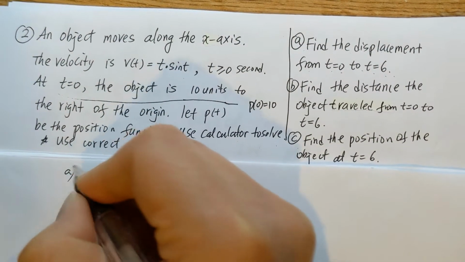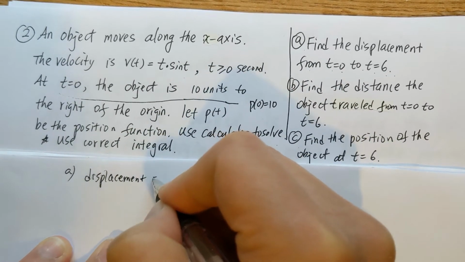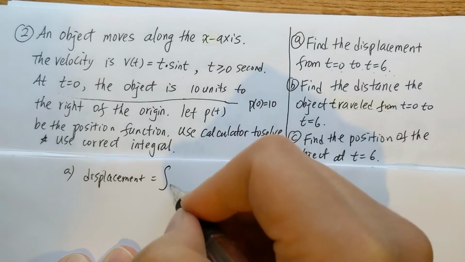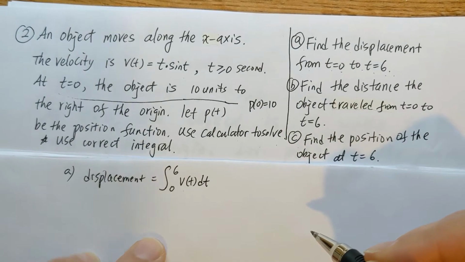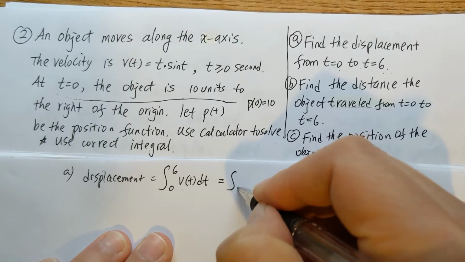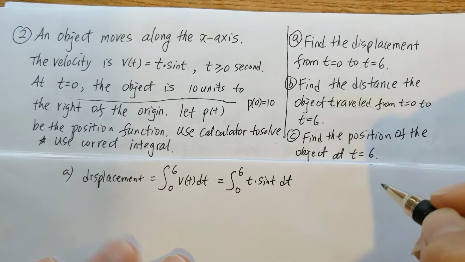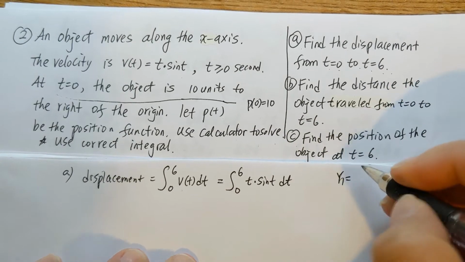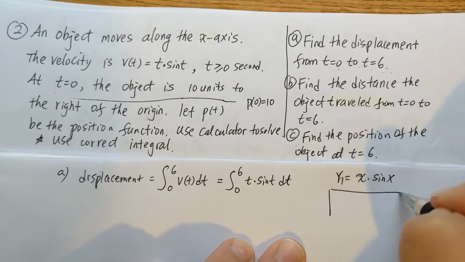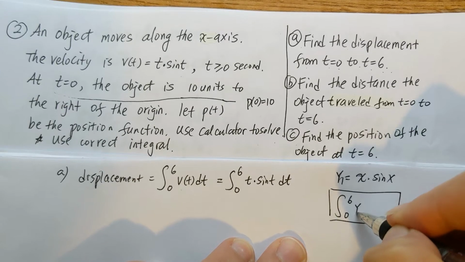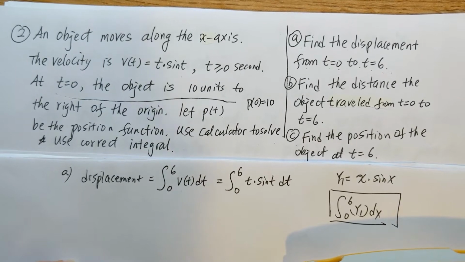So part A, displacement. We're going to use the integral from 0 to 6, v of t dt. By now I believe you remember this. So we're going to do 0 to 6, and then we got t times sine t dt. We're going to let y1 equal to x times sine x, and we're going to do integral 0 to 6 y1 dx. So let's go to our calculator.